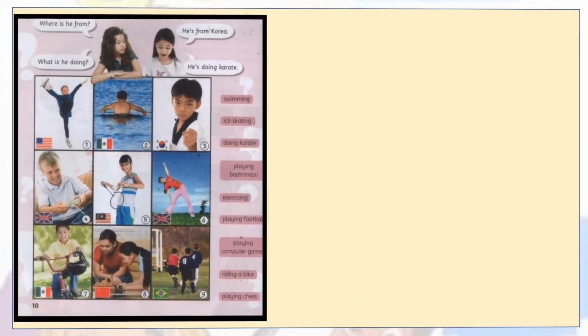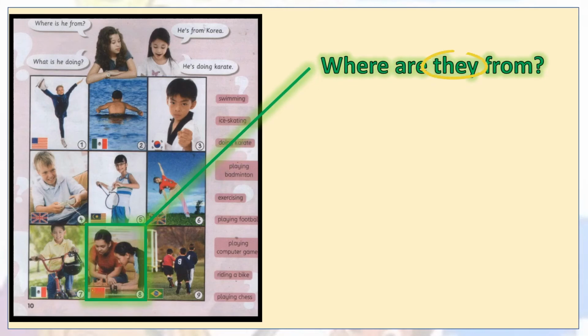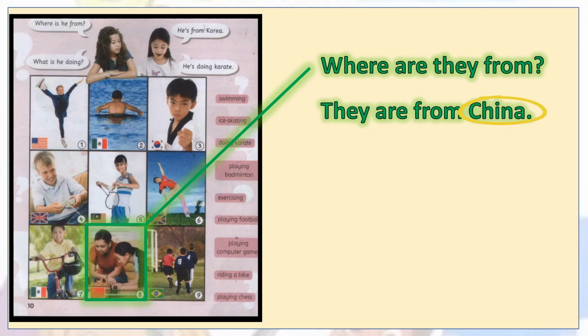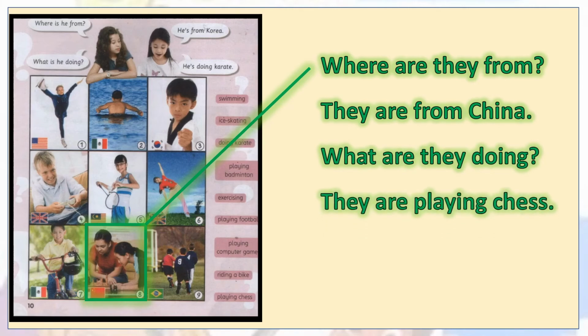The last example for today before you do it by yourself. Okay, we're going to take picture number 8 as an example. Where are they from? Why "they"? Because there are two people in the picture. So, they are from China. Why China? Because if you look at the flag, the country below, you can see that it's a Chinese flag. So, what are they doing? They are playing chess. Okay?